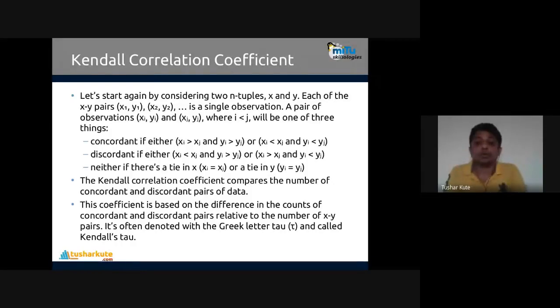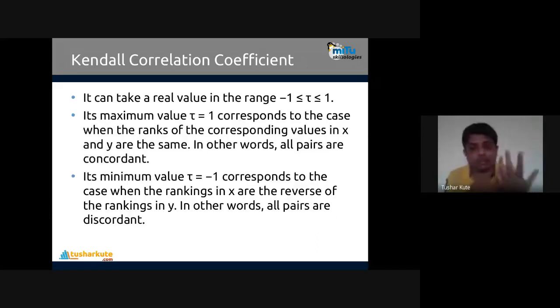Concordant and discordant pairs are considered relative to the number of x-y pairs. It's often denoted by the Greek letter tau. This concept is used in Kendall's coefficient, and based on that, the relative correlation is identified. So again, the value of tau will range from -1 to +1.